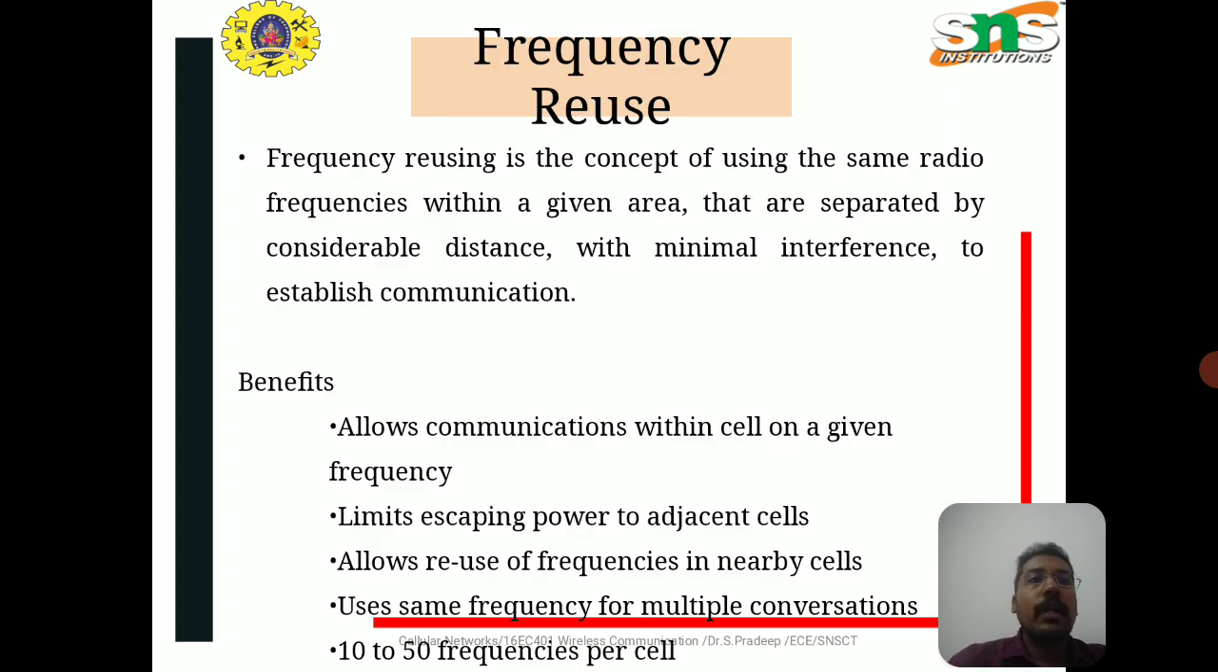Frequency reuse. It is the concept of using the same radio frequencies within a given area that are separated by considerable distance, with minimal interference, to establish communications. The benefits of frequency reuse are that it allows communications within a cell on a given frequency. It limits escaping power to adjacent cells. It allows reuse of frequencies in nearby cells. It uses the same frequency for multiple conversations. 10 to 15 frequencies per cell are used in frequency reuse concepts.